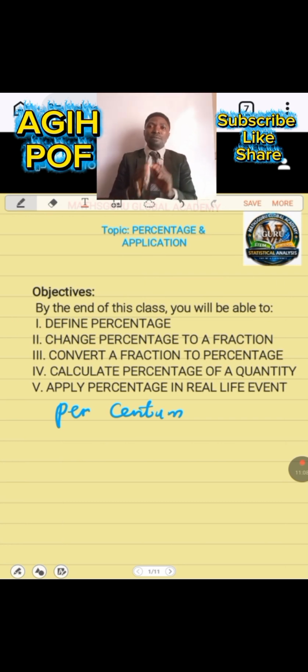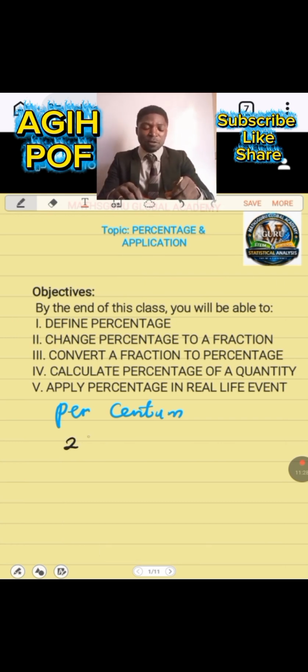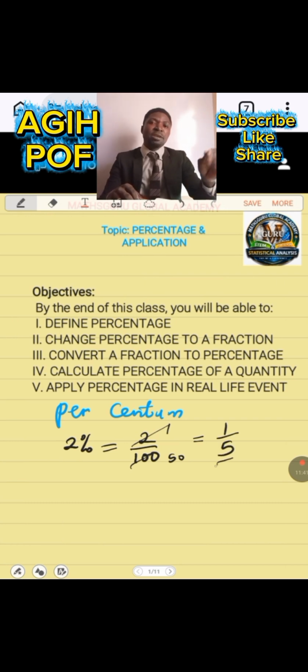So anytime you come across the term percentage, all we're saying is that particular number is expressed as a fraction of 100. Very simple as that. So if we are given 2%, for instance, it simply means 2 over 100, and that will be equal to 1 over 50 in fraction. This is simply what percentage means.